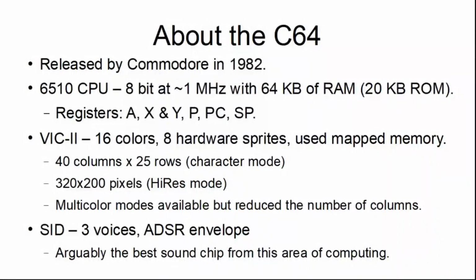The Commodore also had a video chip called the VIC-2, which stood for Video Interface Chip 2. It came with 16 color support, had 8 hardware sprites, and used a map memory scheme. The video chip had multiple video modes. The two most common are called character mode and high-res mode. In both modes, each graphics mode had a grid of 8 by 8 pixel cells. And inside each grid, by default, it only supported 2 colors.